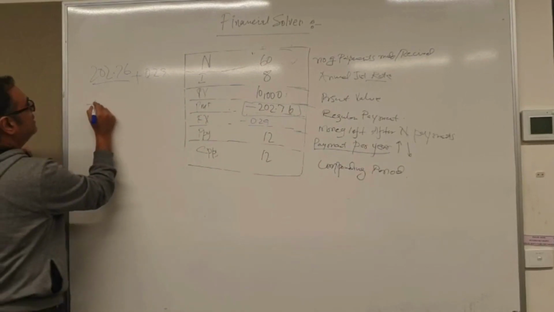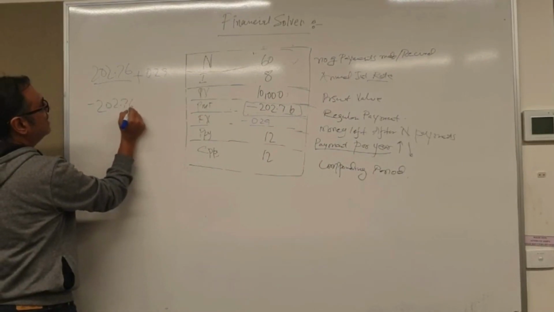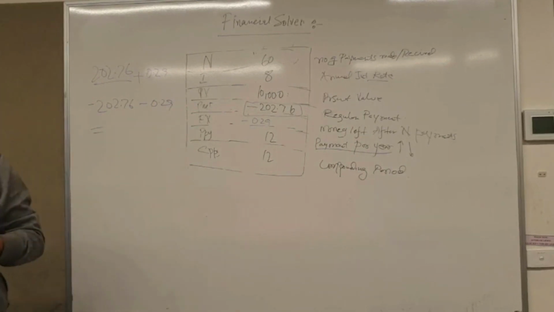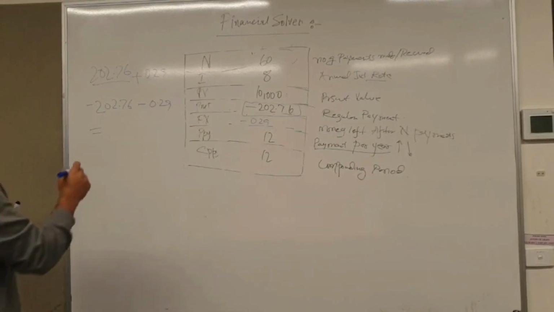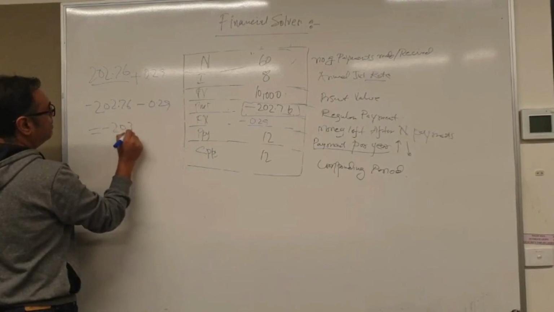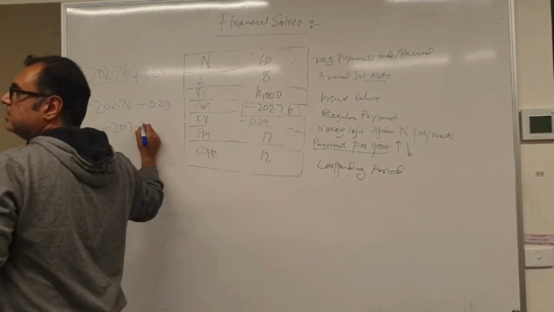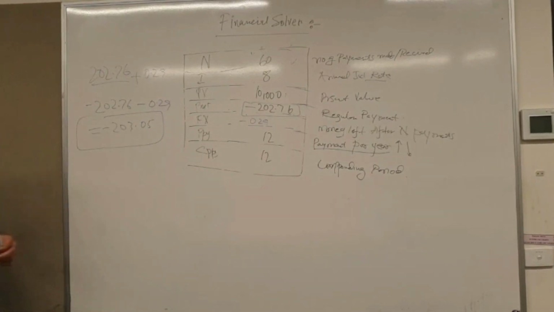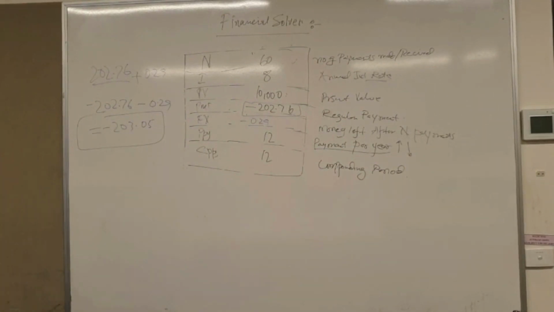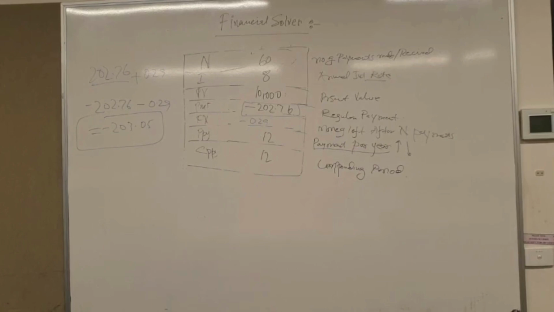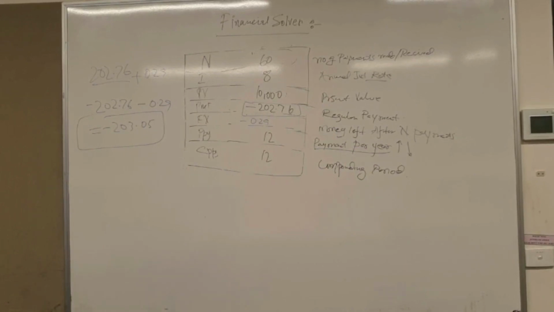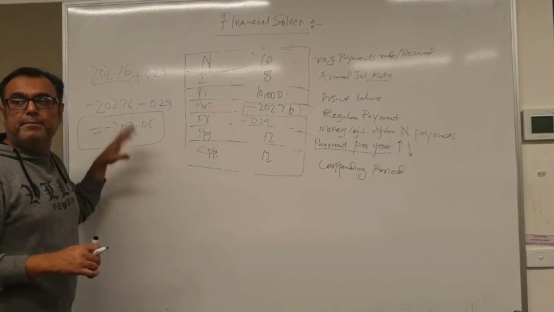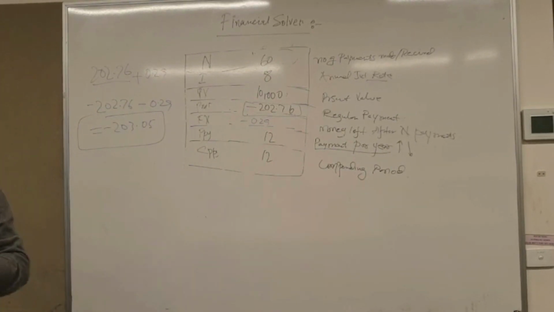Or you should say negative 202.76 minus 0.29. So you will have something like a negative 203.05. That should be your 60th payment. Did you get it? How I've calculated the last payment? Yeah. How'd you get negative 0.29?